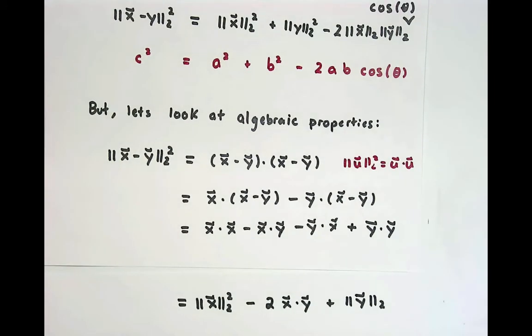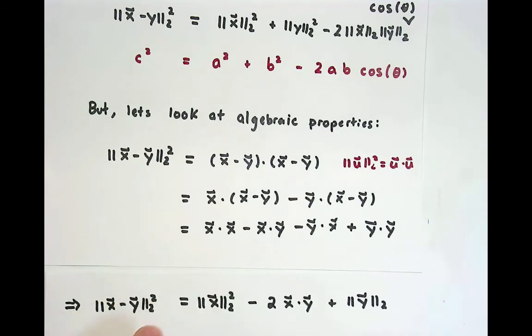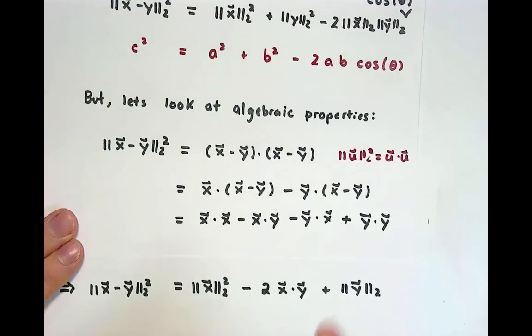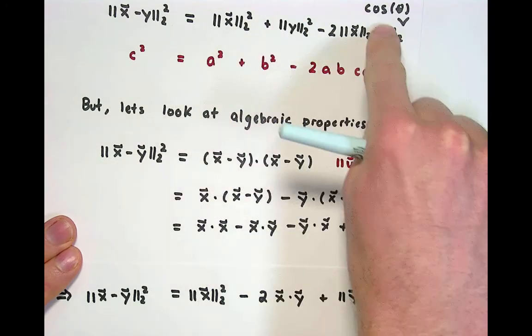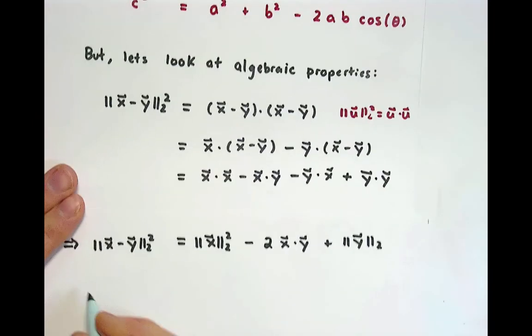And notice that we actually have 2 equations where one side of both equations are equal. A mathematician would say by the transitive property of the equation relation, which means if A equals B and A equals C, then it must be true that B equals C, right? In other words, I should be able to set this right up here that came from the law of cosines to this, which came from the algebraic property. So let's go ahead and do that.